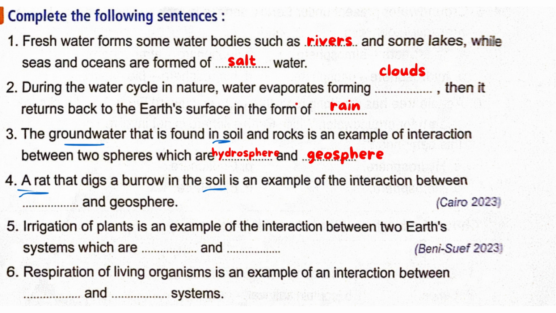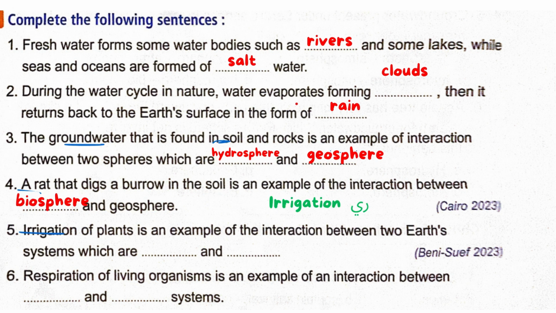Another question: a rat that digs a burrow, you know, a rat like a mouse, that digs a burrow in the soil is an example of the interaction between which sphere and geosphere? We know that a rat belongs to the biosphere because biosphere is about all living organisms. So here the answer: a rat that digs a burrow in the soil is an example of interaction between biosphere and geosphere.